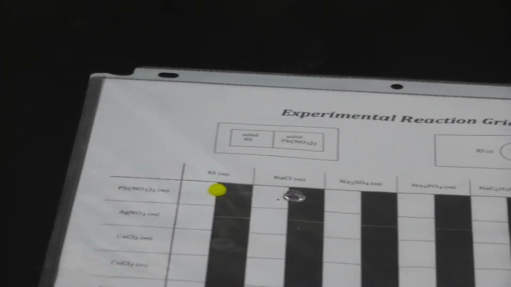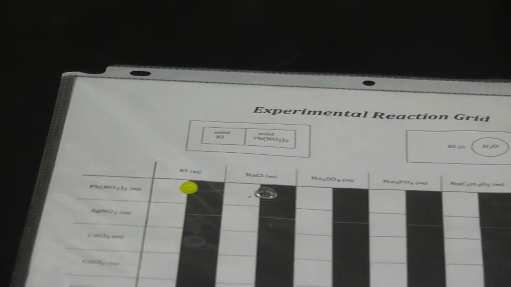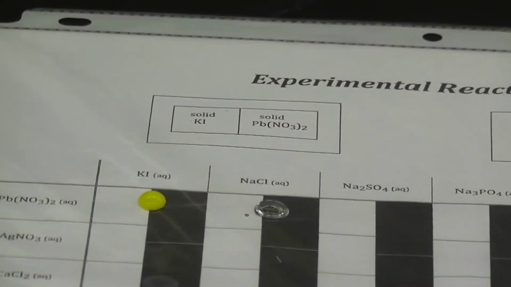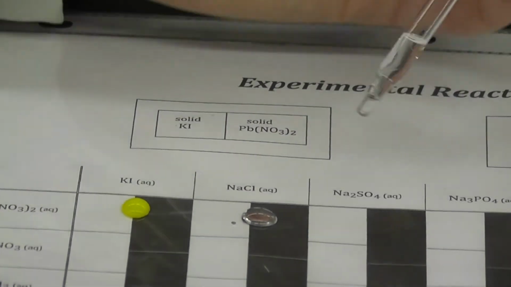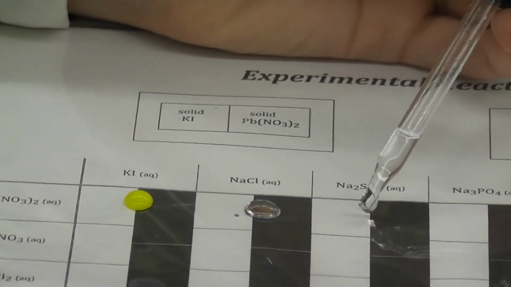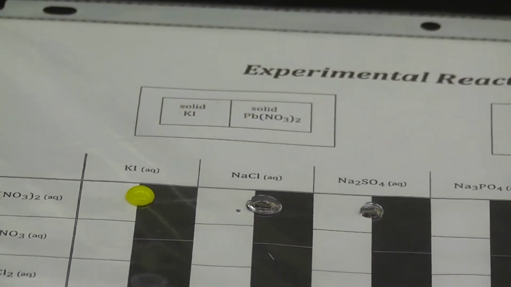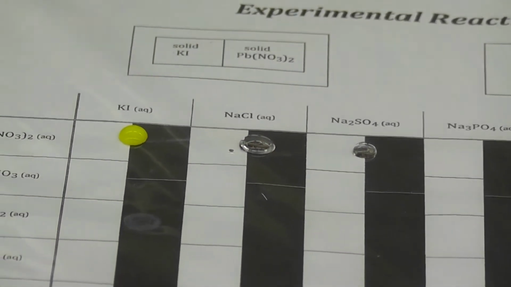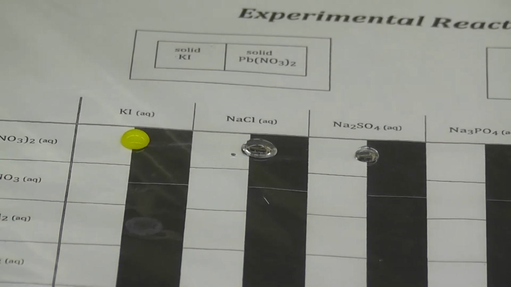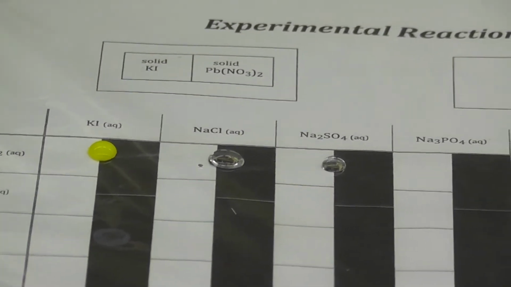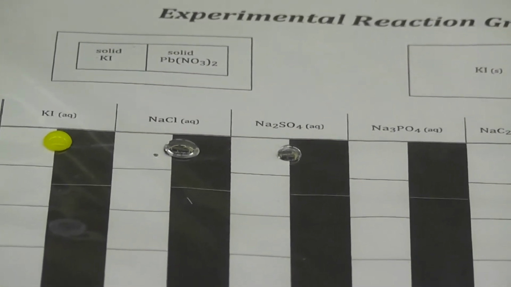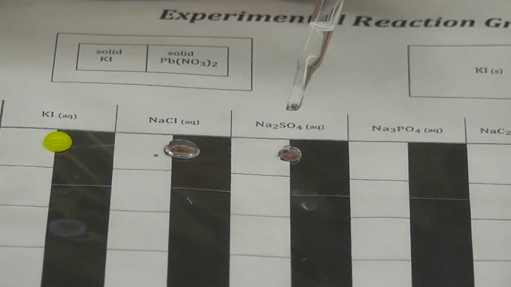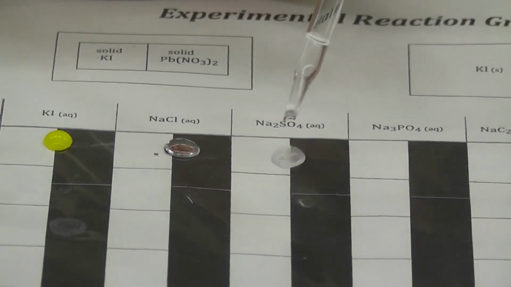All right, moving on, we're going to combine the lead-2 nitrate and the sodium phosphate. So sodium phosphate and lead-2 nitrate here. Okay, so we're at a line in between. There we go. So that's the lead-2 nitrate. Now we're going to be using the sodium sulfate, sorry, not sodium phosphate, my bad. Okay, so we add 1 drop of sodium sulfate and see what happens.